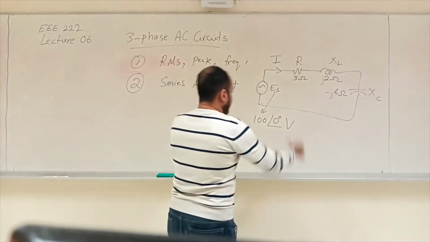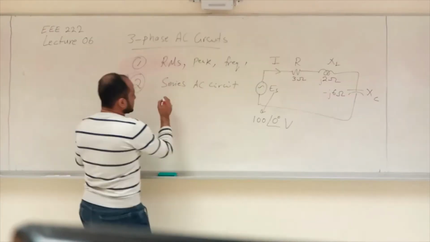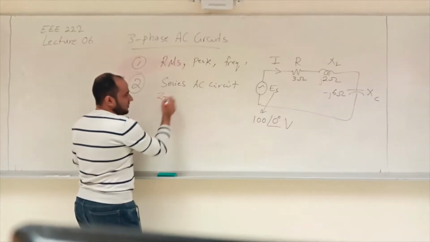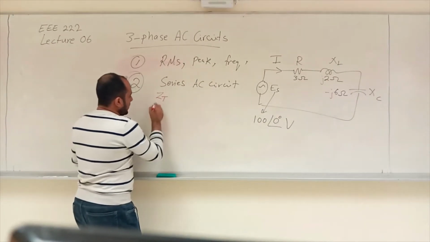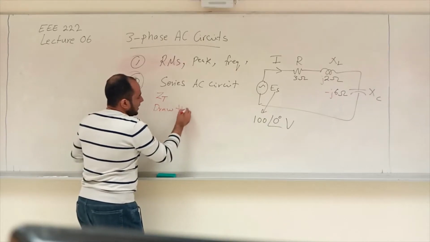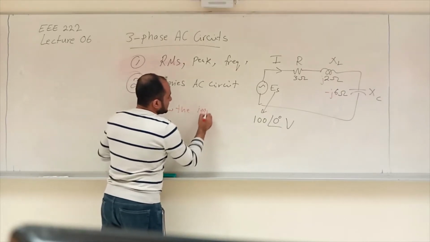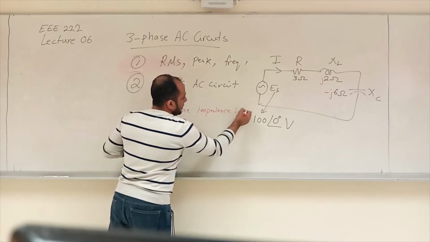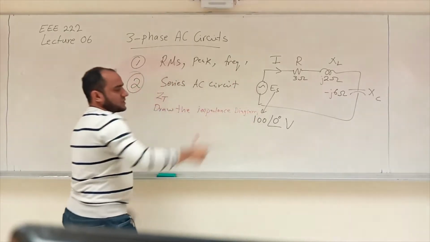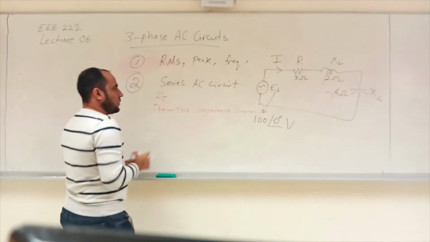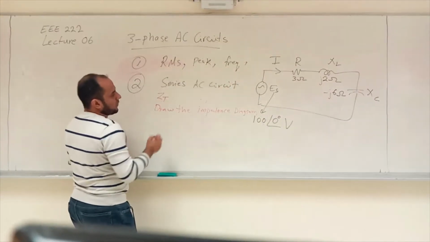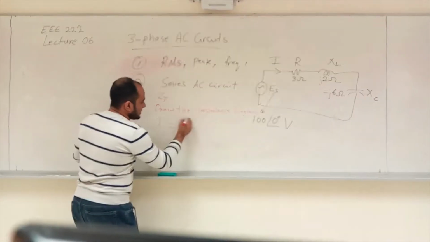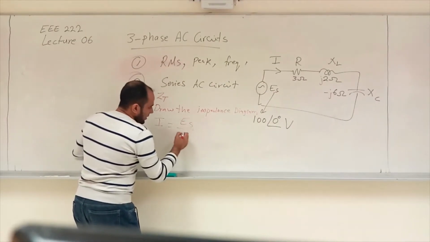For the series AC circuits, first we calculate the Z total. It's just a summation basically. And then after Z total, we draw the phasor diagram or the impedance diagram first. You have to draw the resistance, XL, XC, and the Z total. And once we draw it, then we typically look for the current. And here we're just using Ohm's law. The current here is nothing but ES over Z total.